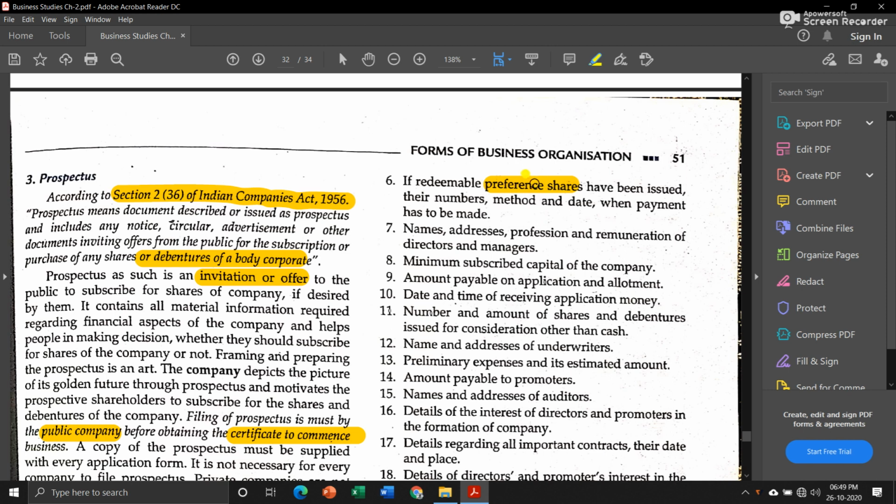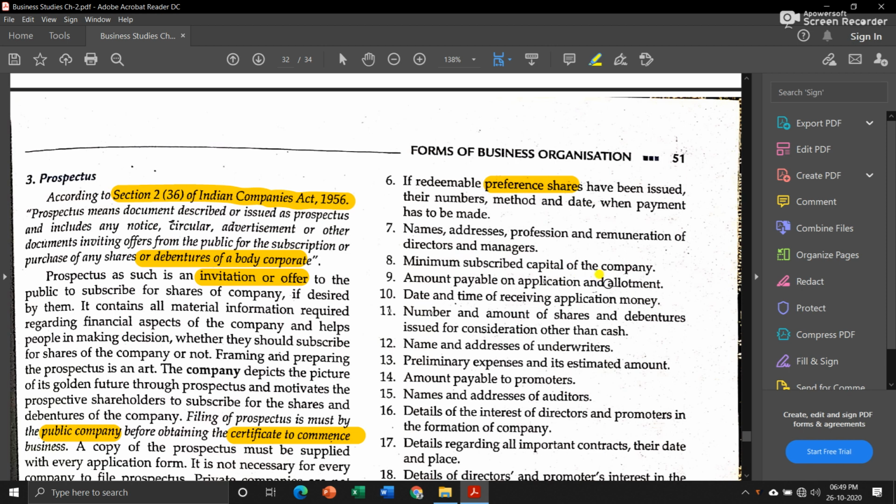Now if a company has issued redeemable preference shares, then how many preference shares have been issued, then what are the method and date, and when the payment has to be made by the shareholders to the company should be mentioned. Then name, addresses, profession and remuneration of directors and managers of the company should be mentioned. Minimum subscribed capital of the company should be mentioned. Amount payable on application and allotment.